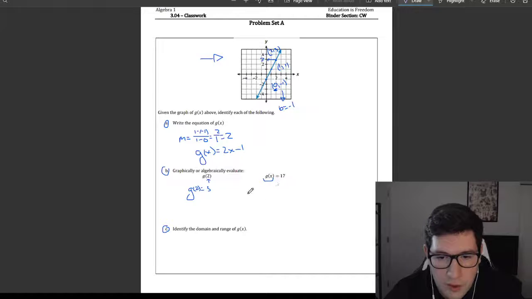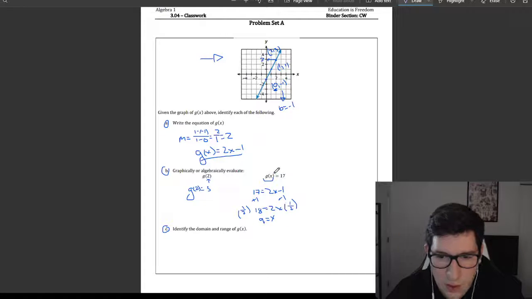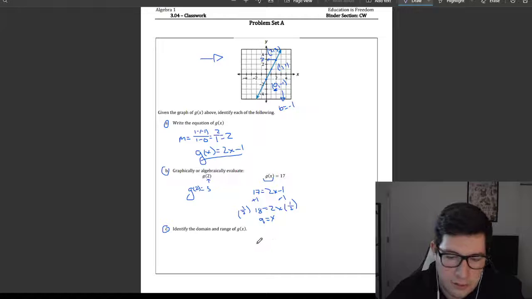And so we're given an output. I know that I'm going to substitute 17 in for g of x using this equation right here. And so I'm going to have that 17 is equal to 2x minus 1. I'm going to add 1 to both sides to have that 18 is equal to 2x. And then I'm going to multiply both sides by 1/2. And I'm going to learn that 9 is equal to x, specifically when g of x is equal to 17.